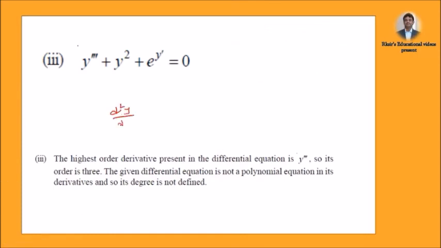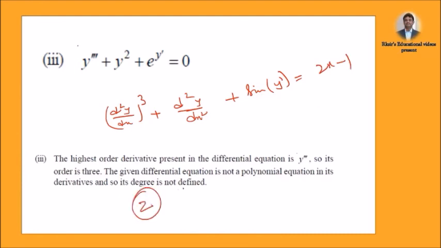I will give you one more example: d square y by dx square whole cubed plus d square y by dx square plus sine y dash is equal to 2x minus 1. What is the order? It is 2. Then what about the degree? Not defined, because y dash is there inside the sine. Got it clear?